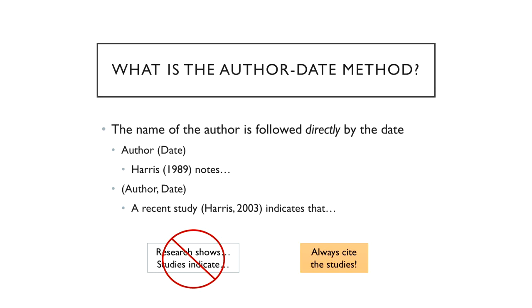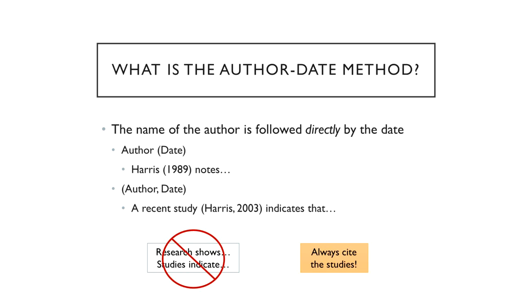The date is always inside the parentheses, and the author's name is either outside of the parentheses but right next to the date, or inside the parentheses right next to the date. And the date is always the year. You don't have the month, and you don't have the day. It's just the year. That's it. And that's pretty much the author-date method.